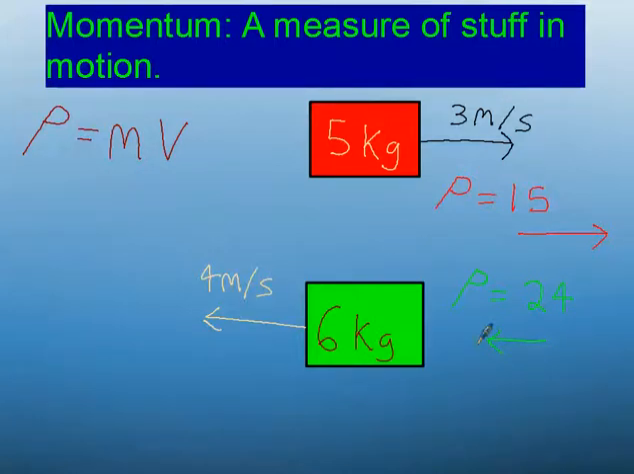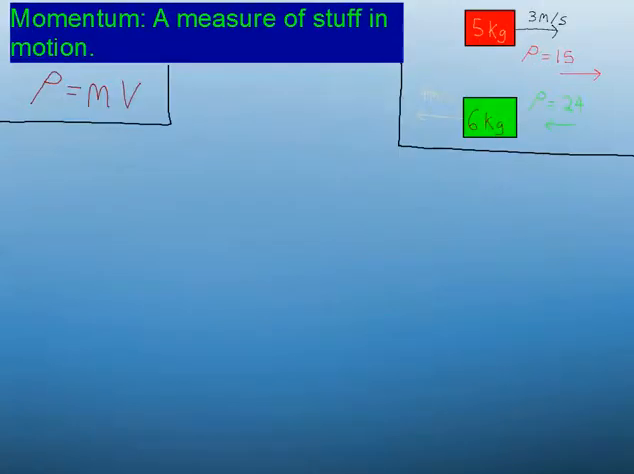Or as another example, if you look at the green block, it's 6 kilograms and it's going 4 meters per second to the left, so we would just say that it has a momentum of 24 to the left. Or, as usual in physics, if you want to express direction, you could simply say it has a momentum of negative 24, because in physics, negatives just mean direction.